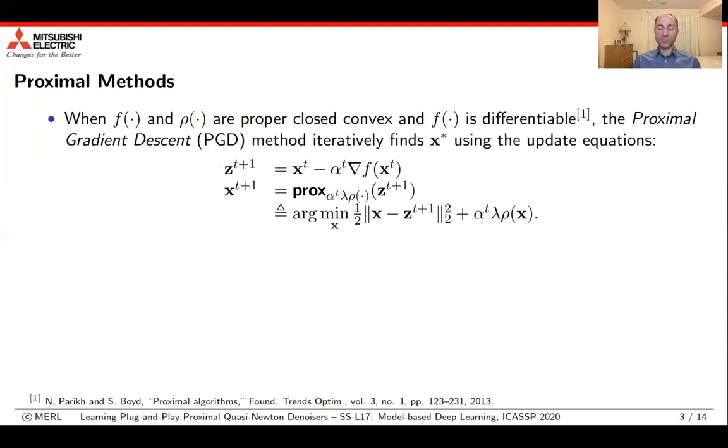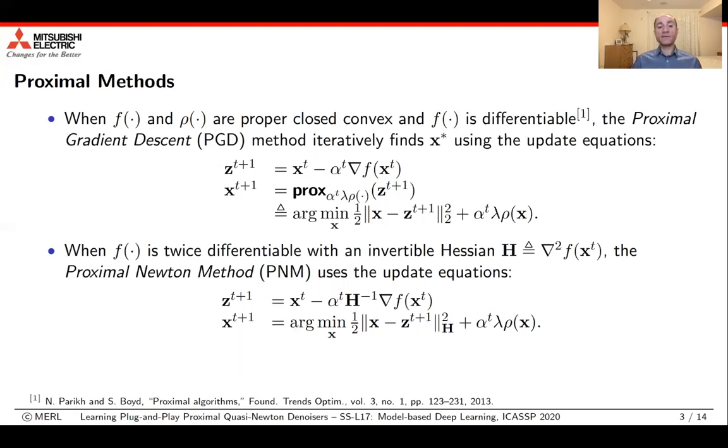signal z. And the proximal mapping operator is primarily an operator that solves the problem argmin over x of the norm of x minus z squared, plus the penalty. So it finds the closest point to z that obeys the structure that's defined by rho of x.